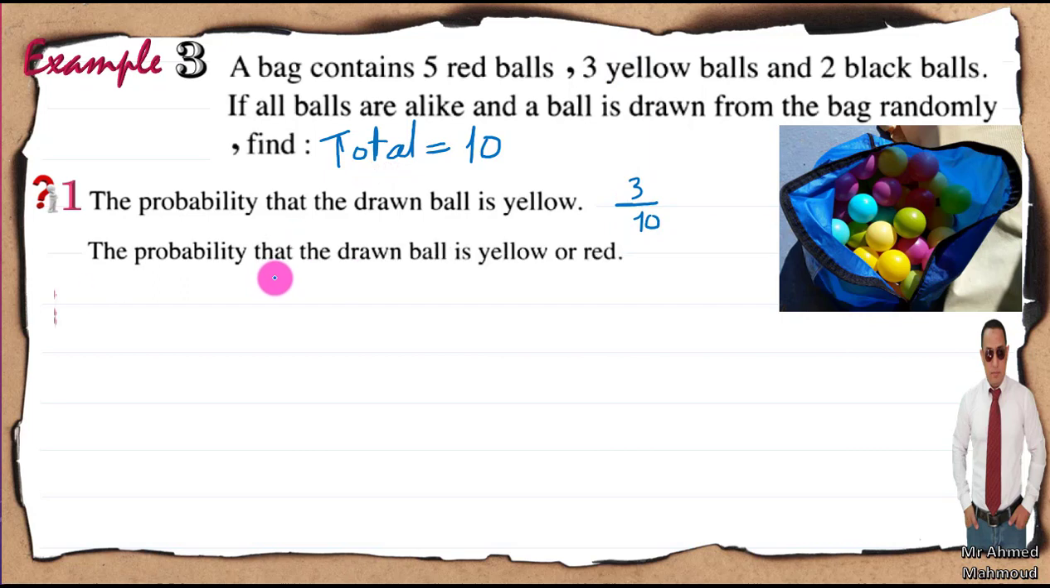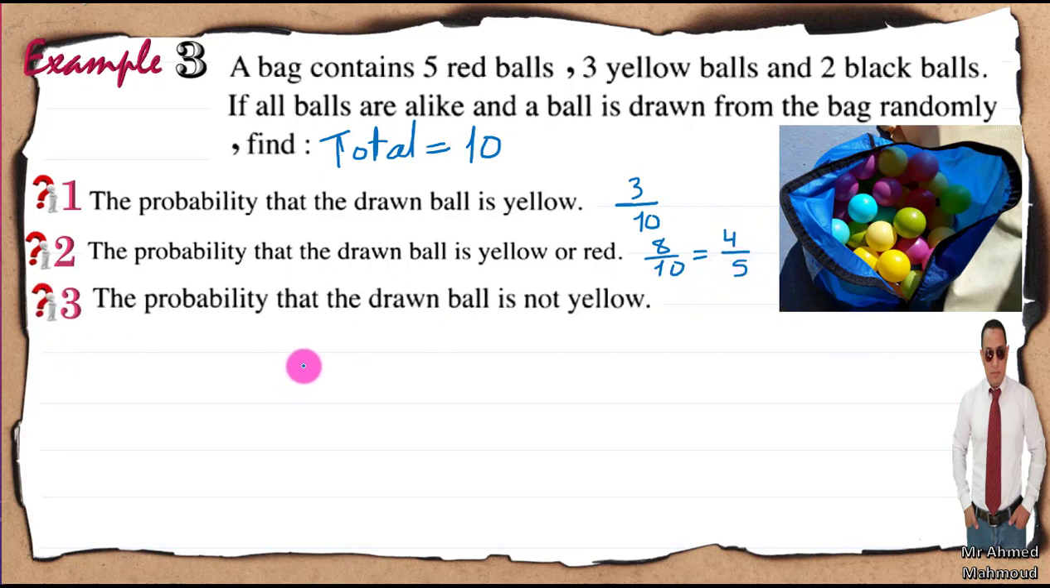Okay, red or yellow. Yellow equals 3 and red equals 5, so 3 plus 5 is 8. So it is 8 over 10, which equals 4 over 5. Finally, the probability that the drawn ball is not yellow. So I'm going to cancel 3. The rest is 5 and 2, red and black, which is 7 over 10.